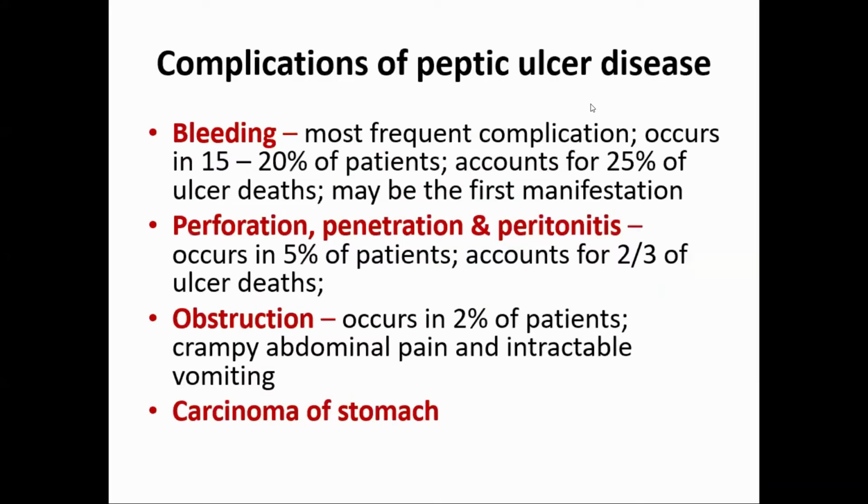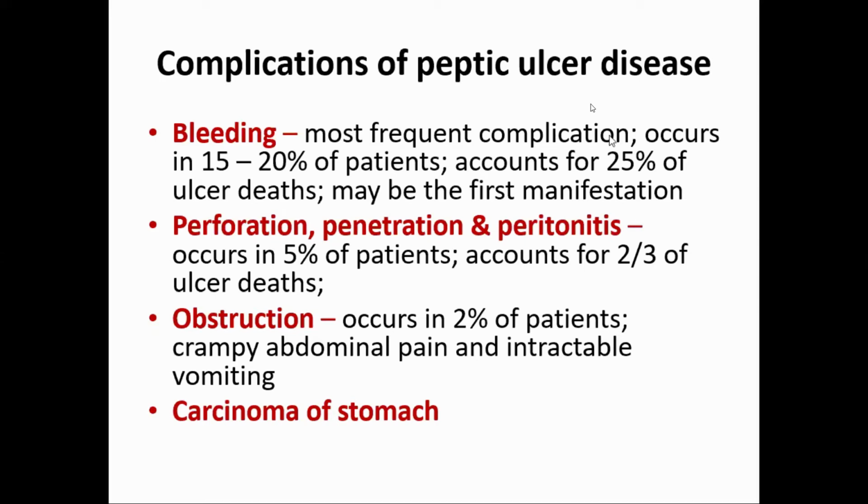Now, complications of peptic ulcer. This is very important. This has been asked many times, and will be asked again. So, the first complication is bleeding. How will bleeding occur? If the ulcer erodes one of the blood vessels in the base of the ulcer, it will lead to excessive bleeding and hematemesis. The patient will be bringing out blood in the vomitus.